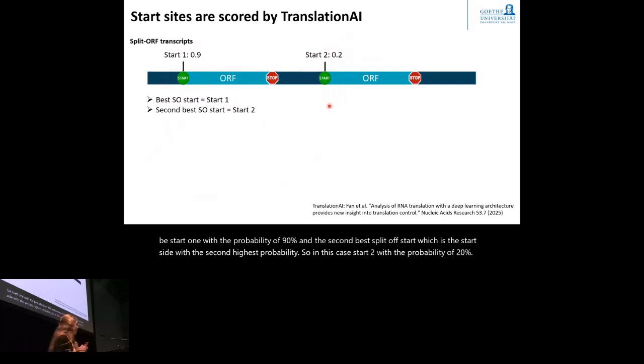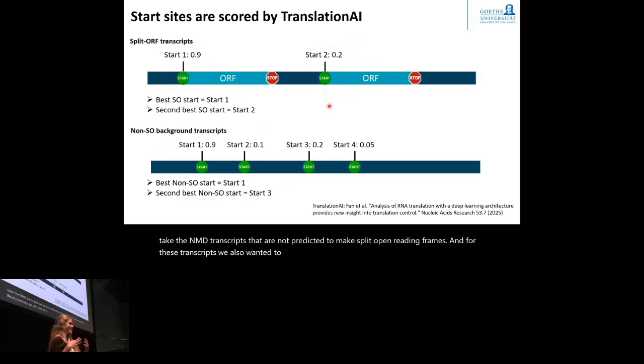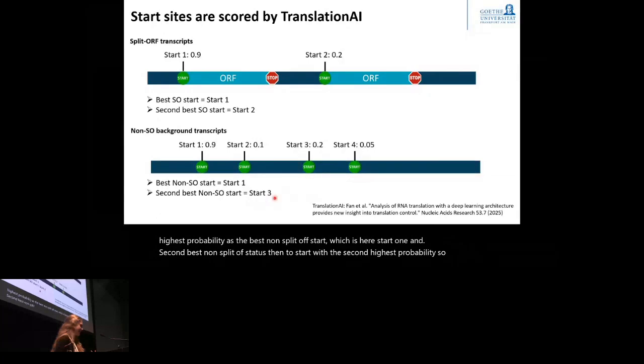And of course, we need to compare this to a background. As a background, we decided to take the NMD transcripts that are not predicted to make split open reading frames. For these transcripts, we also wanted to have the best and the second best start. But for these, we simply took all of the start sites within the transcript and then took the one with the highest probability as the best non-split-ORF start, which is here start 1. And the second best non-split-ORF start is then the start with the second highest probability. So here, start 3.